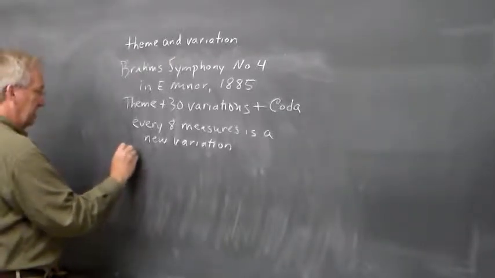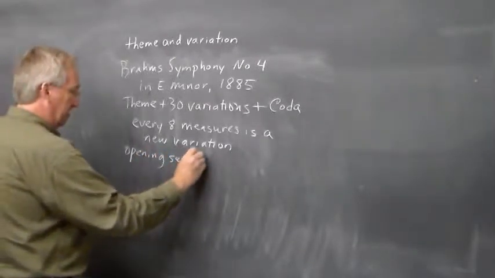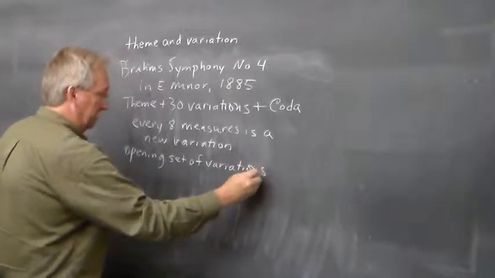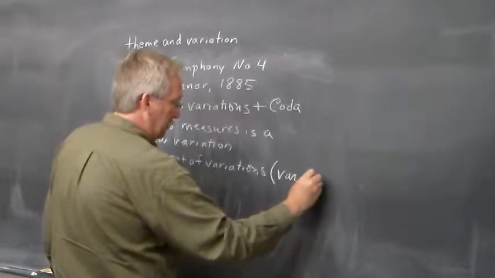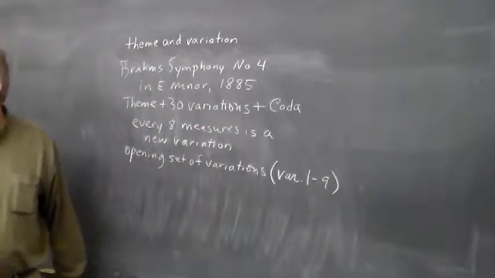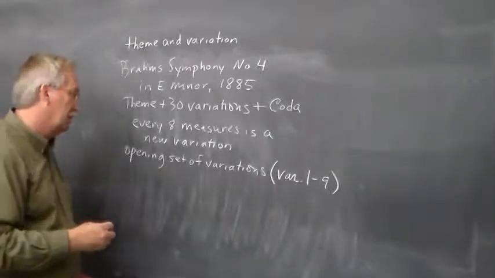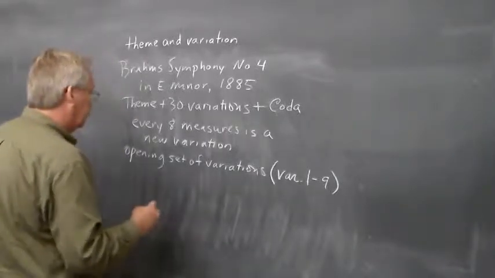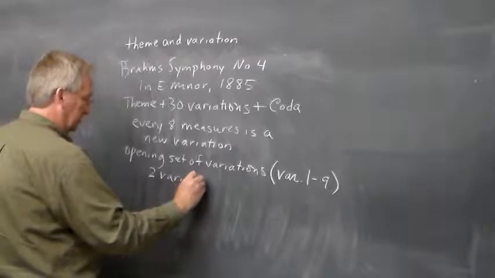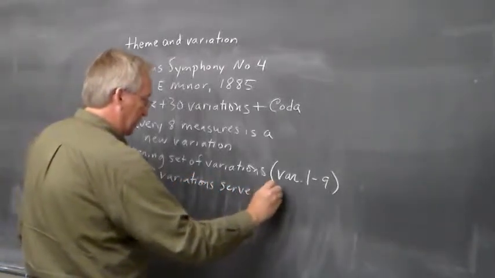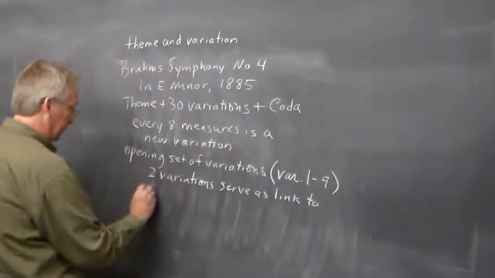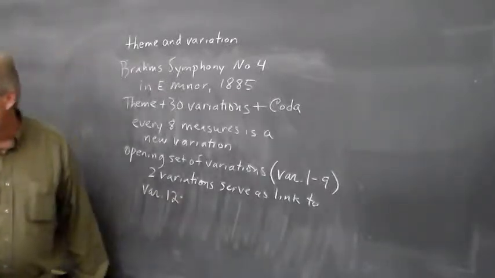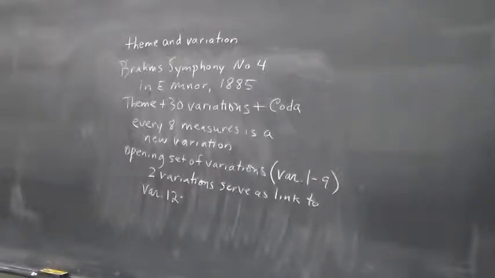So this opening set of variations animates the rhythm. So you have the first nine variations that progressively are presenting shorter subdivisions of the beat. Then you have a couple of variations that serve as a link to variation 12. And then in variation 12, you have an indication in the score by Brahms that gives the effect of tempo change.